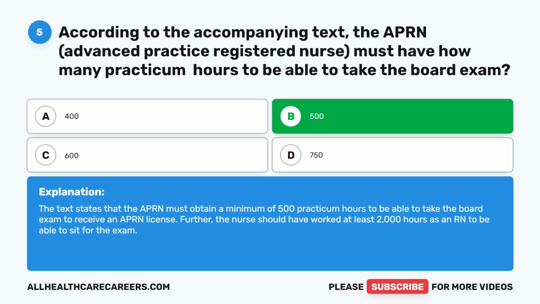500. The text states that the APRN must obtain a minimum of 500 practicum hours to be able to take the board exam to receive an APRN license. Further, the nurse should have worked at least 2,000 hours as an RN to be able to sit for the exam.